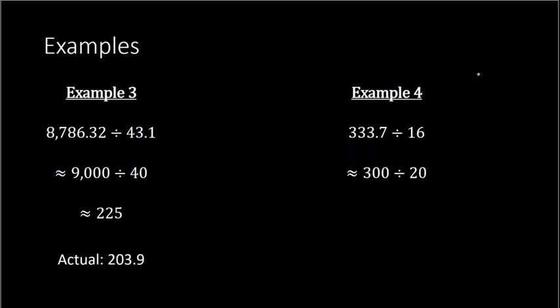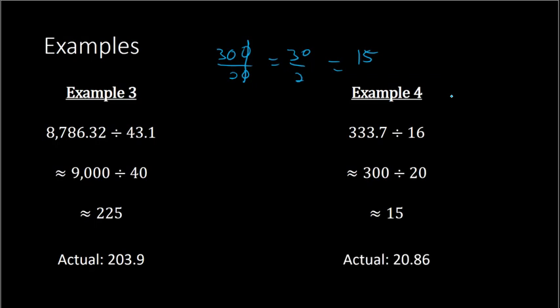So we have 300 divided by 20. And again, it may be helpful if you think of this as a fraction, because we can see more easily that we can divide top and bottom by 10 to get those zeros gone. That would give us 30 over 2. And 30 divided by 2 is pretty quick. We know that would be 15. So our estimated answer is 15, and our actual answer would have been 20.86. So again, we were pretty close to the actual answer.